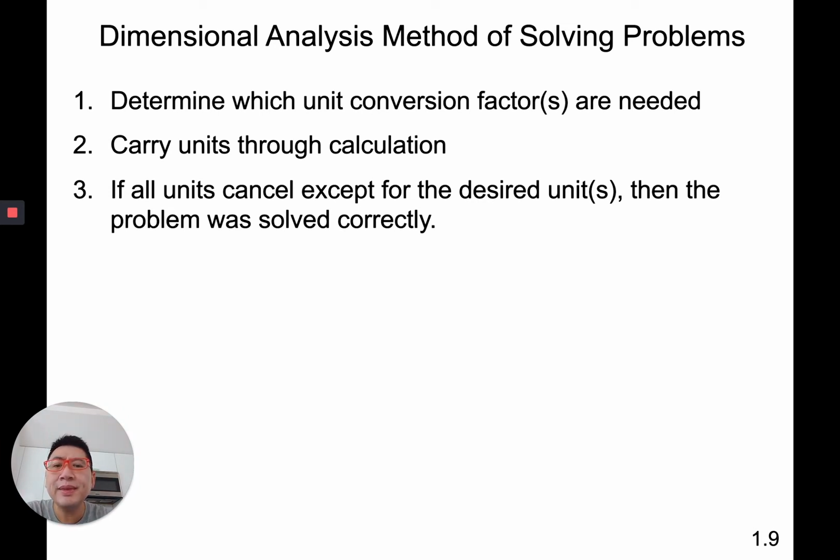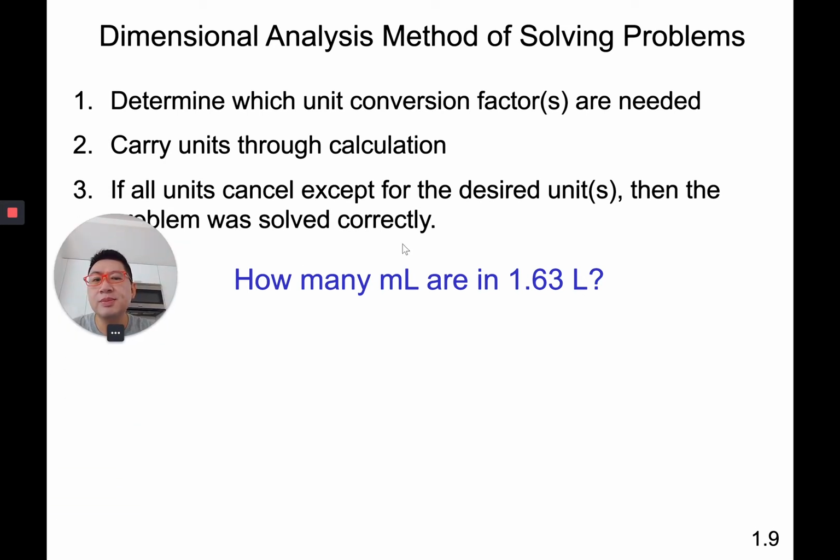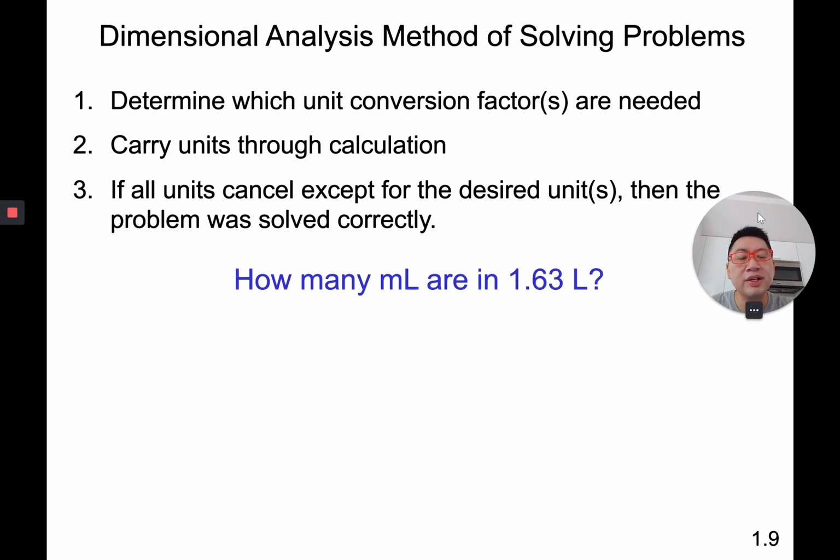Let's say I want to do a simple problem. How many milliliters are in 1.63 liters? Well, to do this problem, I'll just move myself over here. Okay, to do this problem, you have to know what's called a conversion factor. I need to know the relationship, in this case, between milliliters and liters. If you don't know how many milliliters there are in a liter, you can't answer this question.